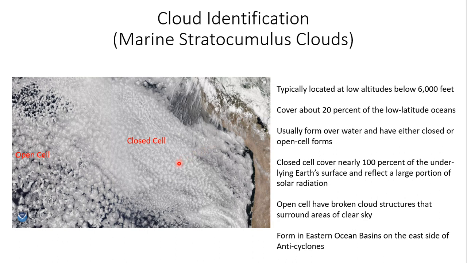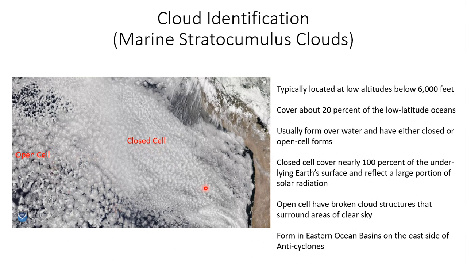So typically marine stratocumulus clouds are located at low altitudes over the water below 6,000 feet. And by the way, this type of cloud covers about 20% of the low latitude oceans, believe it or not. They usually form over water and have either closed or open cell forms. Now I wanted to show you the differences between closed cell and open cell on this particular image.